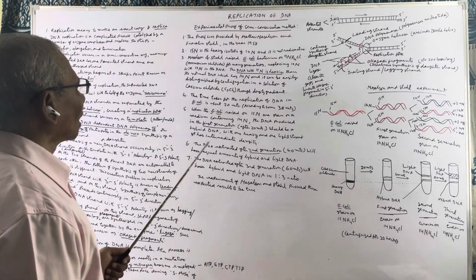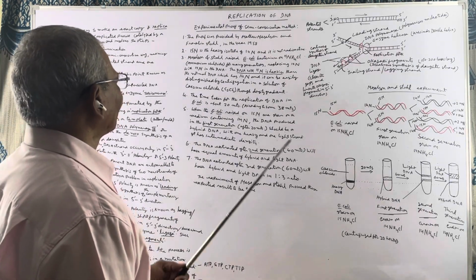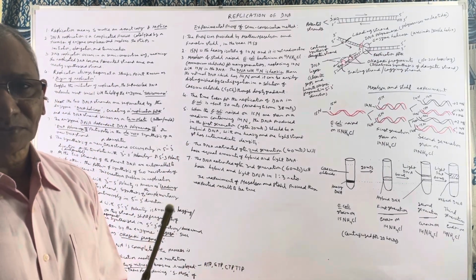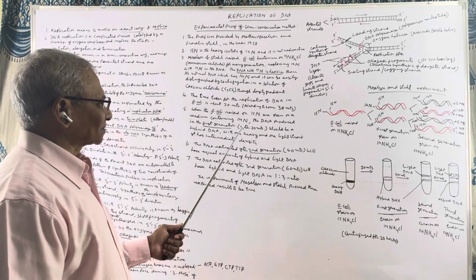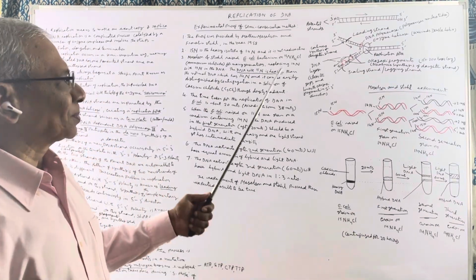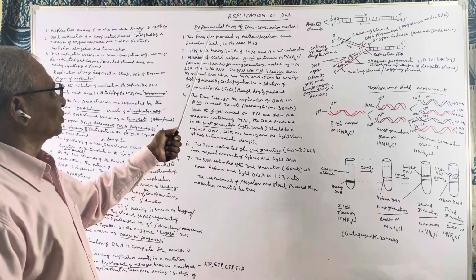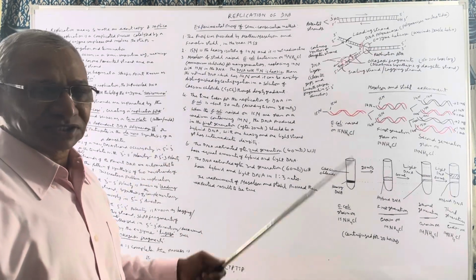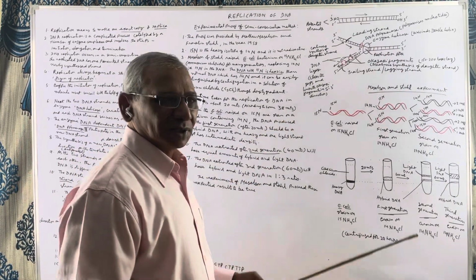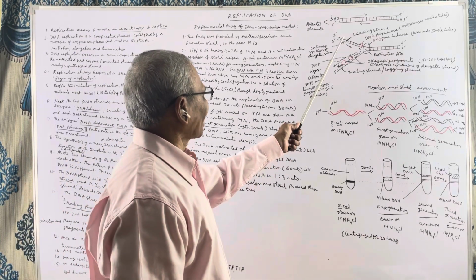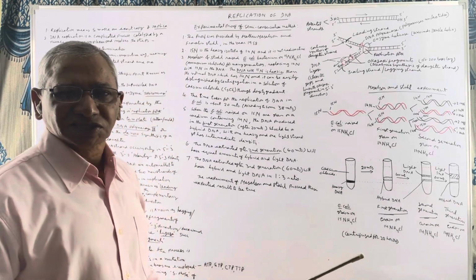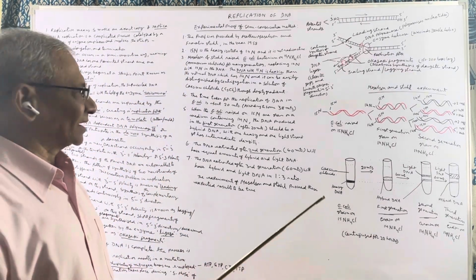Then, what is the proof to say that DNA replication occurs in a semi-conservative way? The explanation is very good, but we also require a proof to show that DNA replication is actually a semi-conservative process. So I told you what a semi-conservative process is. In it, the daughter DNAs have one parental strand and one new strand. So it's called the semi-conservative method.